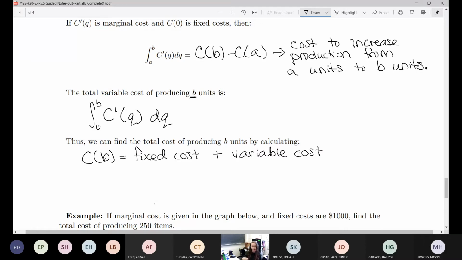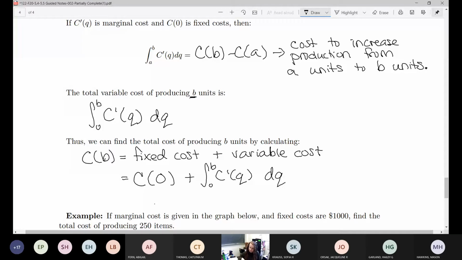That still holds true here. So if we know that fixed cost is, whoops, why am I using an F, is whatever C of 0 is, and we just said that our variable cost is the integral from 0 to B of marginal cost, then that's how we can find the cost of B units. So this is essentially using the fundamental theorem of calculus and just bringing the C of 0 over to the other side like we were just doing. That's why it's related to this section.